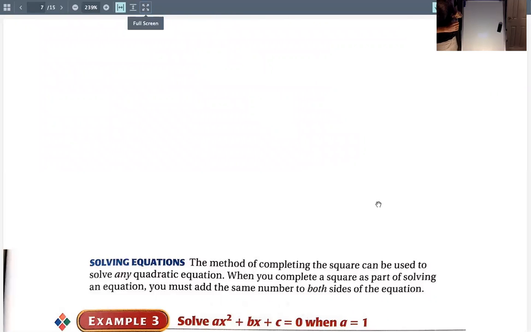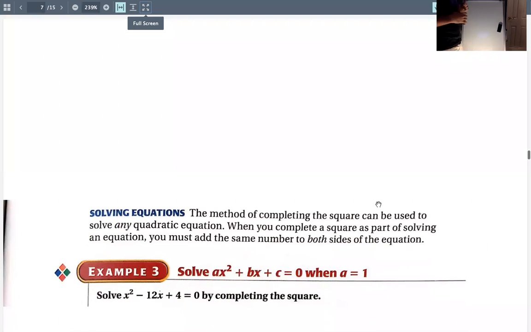Okay, solving equations. The method of completing the square can be used to solve any quadratic equation. When you complete a square as part of solving an equation, you must add the same number to both sides of the equation. Okay, go ahead and try this one. Do not use the quadratic formula.